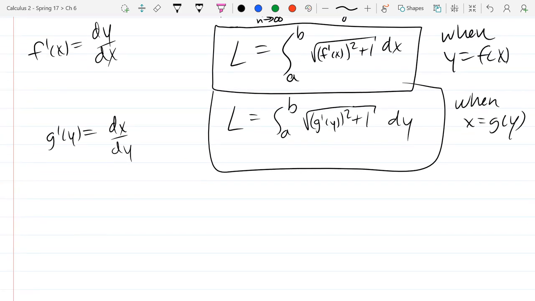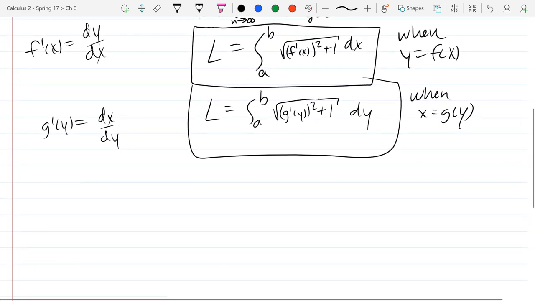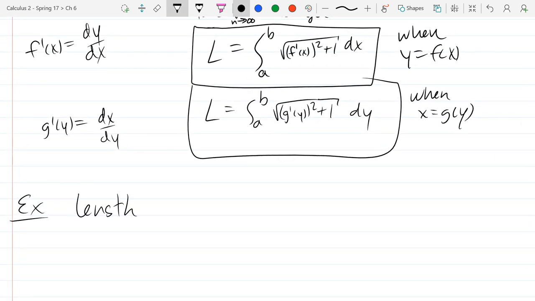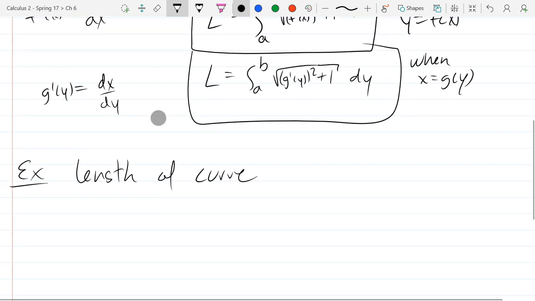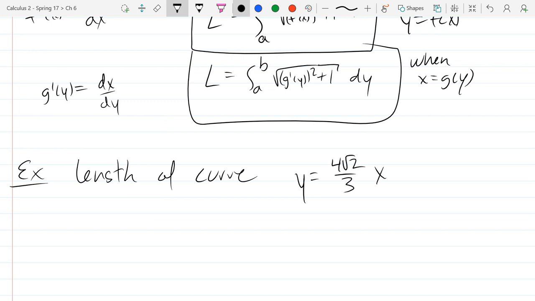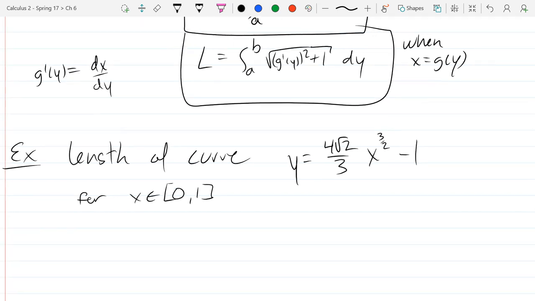So let's go ahead and do some examples. Most of these problems, you won't have to graph. You don't have to find intersections. I tell you x starts here, x stops here, and I give you a function of x. So we got our curve. We know our minimum, maximum value. All you have to do is just plug it into the formula here.